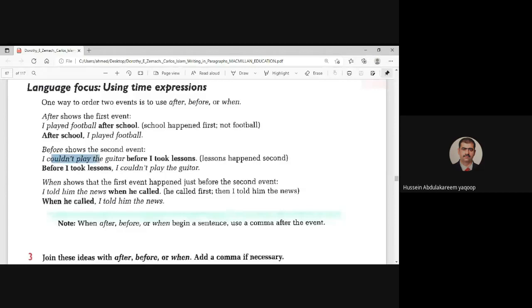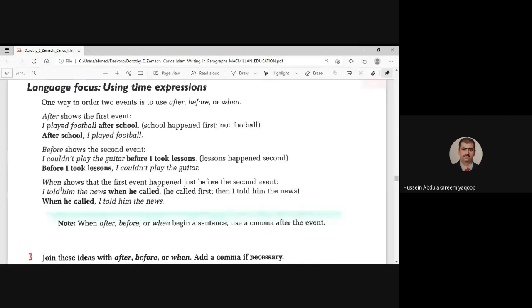While not being able to play the guitar is the first event. There is also the possibility to start the sentence with before, but here we need a phrase. Before I took lessons, I couldn't play the guitar, for a particular reason we don't know. Now we come to the third and last one, which is when. When shows that the first event happened just before the second event. So the tool when also links two events, and with its help we can recognize that we have a first event which is followed directly by a second event.